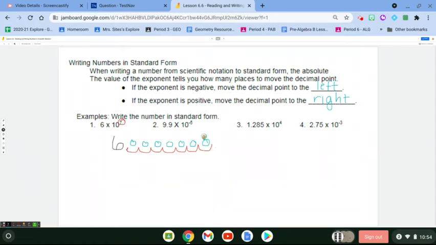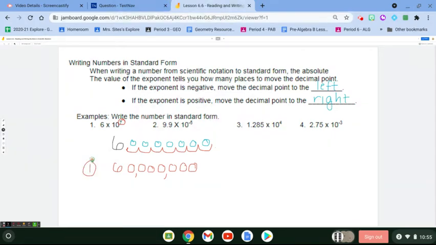Okay, now to make this nice, this is a 6 with 1, 2, 3, 4, 5, 6, 7 zeros. And you should put some commas in between there so it helps your teacher out. Okay, so the proper way to say that would be 60 million.